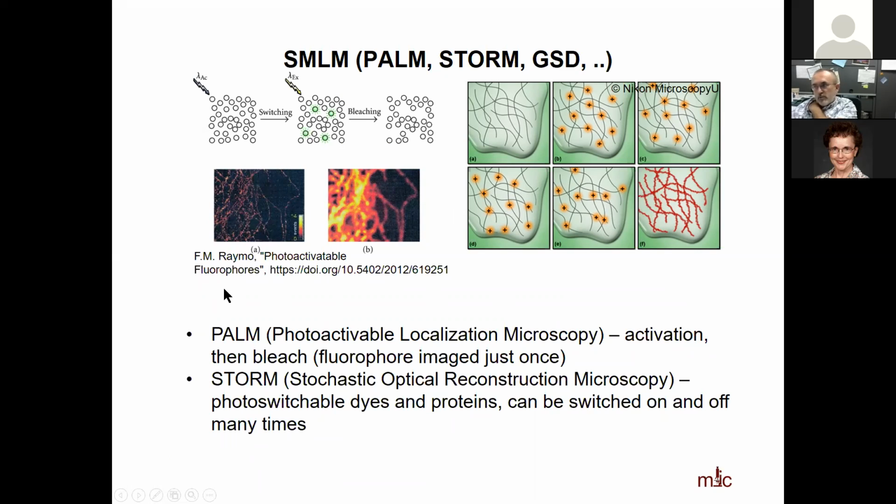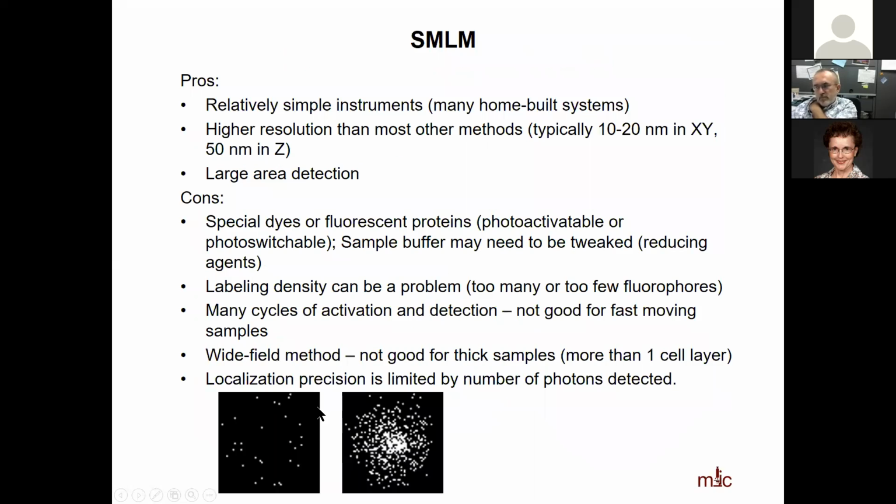Two major variants, or two major acronyms, that you will see are PALM and STORM. PALM uses photoactivatable molecules. You activate some of them, and then you image them until you bleach them. They're destroyed, and then you activate some other subset. So you image each fluorophore just once. The STORM system uses special photoswitchable dyes or proteins, and those can be switched on and off repeatedly. But the overall principle is similar.